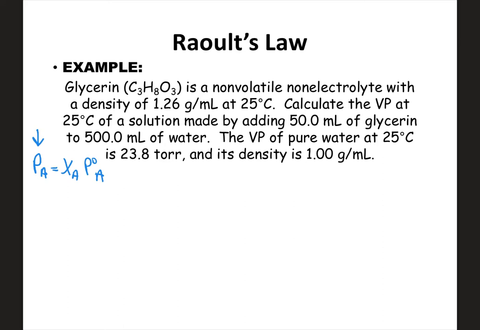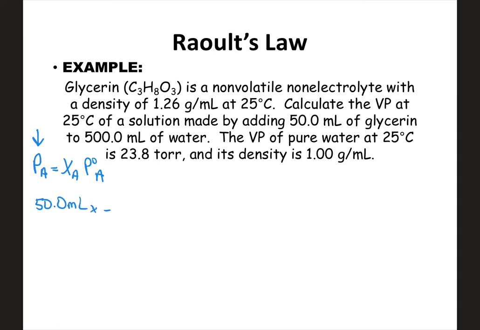In order to do that, I need the moles of the solvent over the total moles here of the combined solute and solvent. So I need to figure out moles here. First thing to notice is that the glycerin is the solute in this case, and the water is the solvent. I'm going to need to figure out the moles of each though. So I already know here that I have 50 milliliters of the glycerin, and I have to figure out the number of moles of the glycerin. Well, this is where the density is going to come into play.